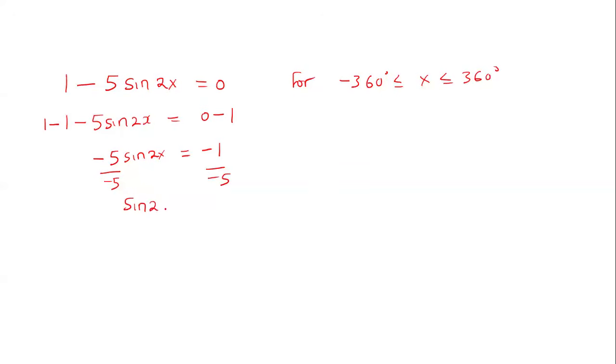After that, we shall get 1 out of 5, so our ratio will be positive. After getting that, we get the angle by saying sine inverse of 1 out of 5. So the angle will be 11.5. Since the ratio was positive, we shall consider the first and the second quadrant.